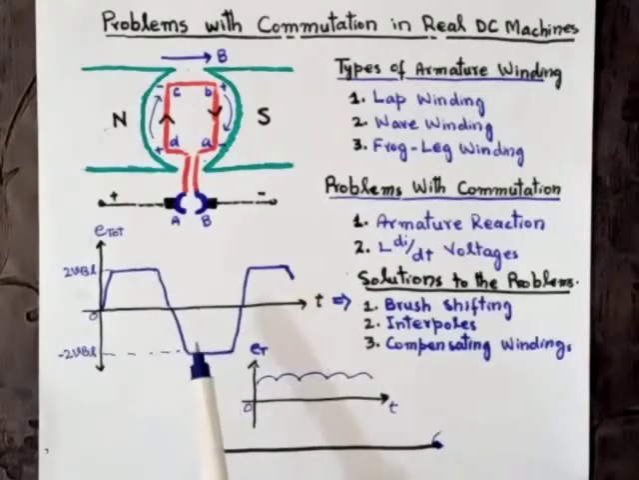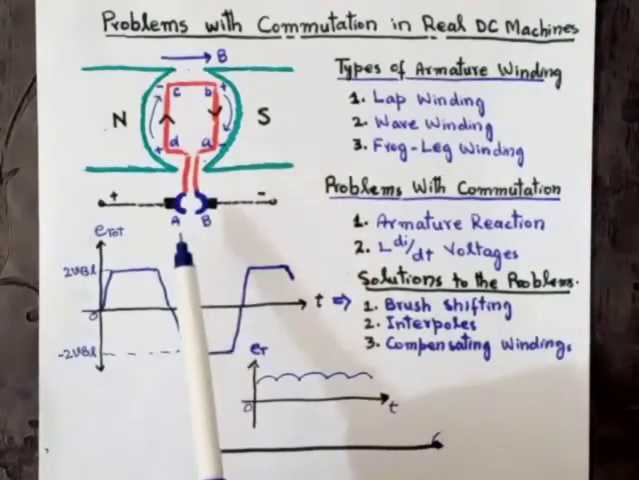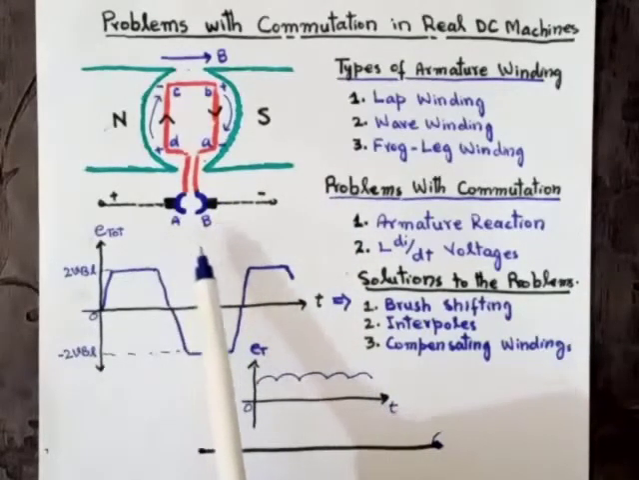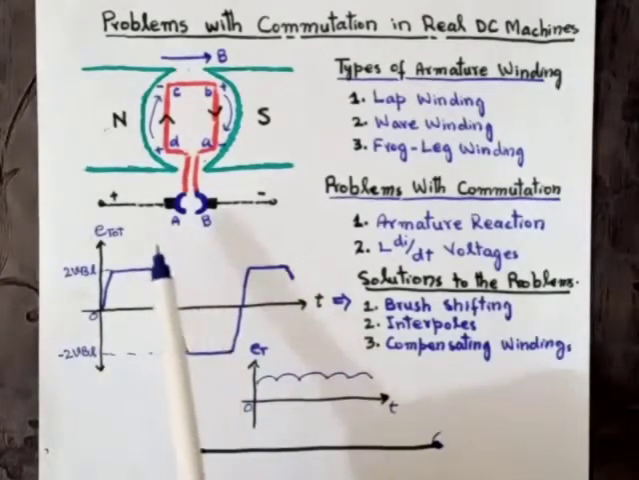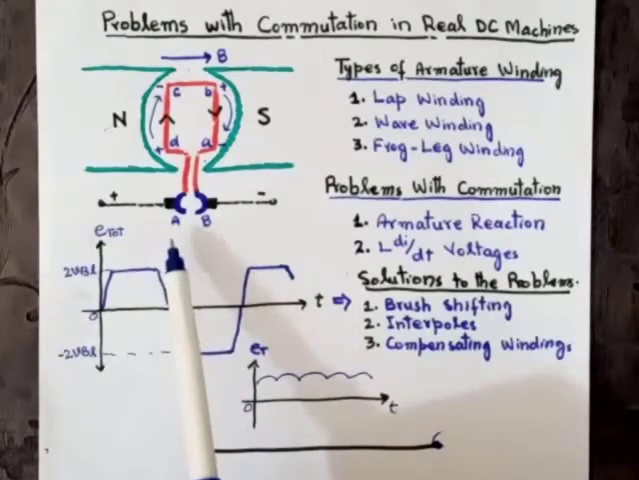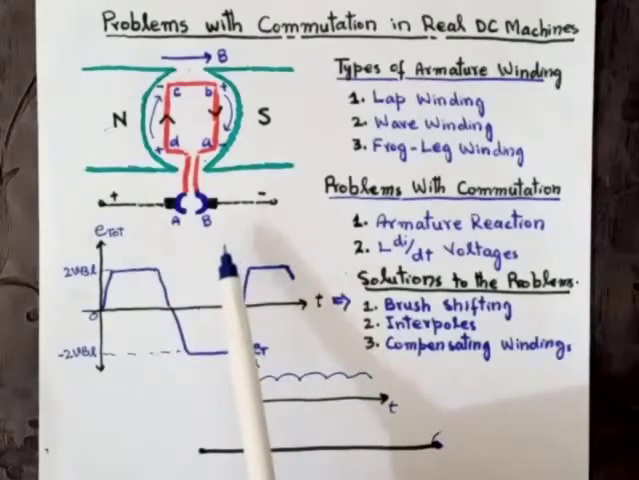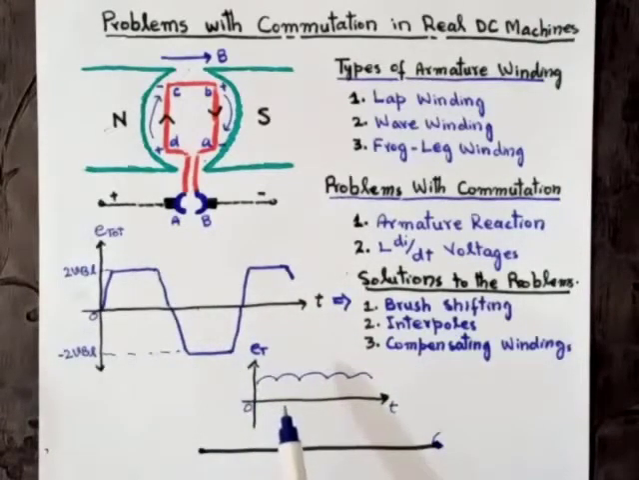For conversion of the AC voltage produced in DC machines, half of the ring, this is half of the ring A and this is half of the ring B, is connected. This split ring is known as the commutator. This is commutator segment A, this is commutator segment B. And the process of AC to DC conversion is called commutation, as we have already discussed.